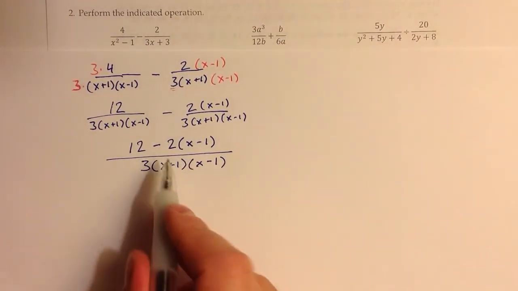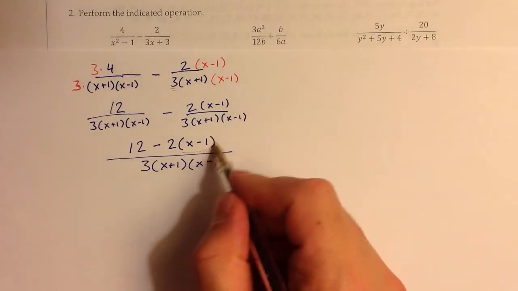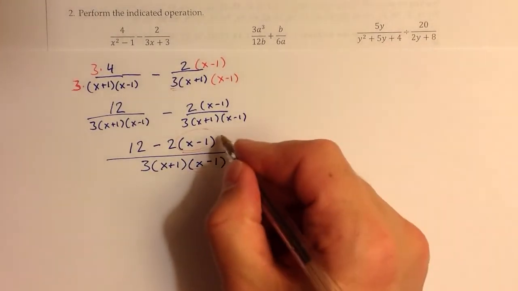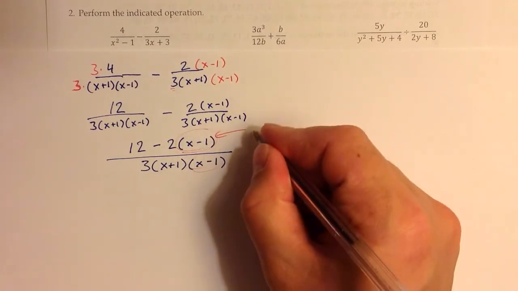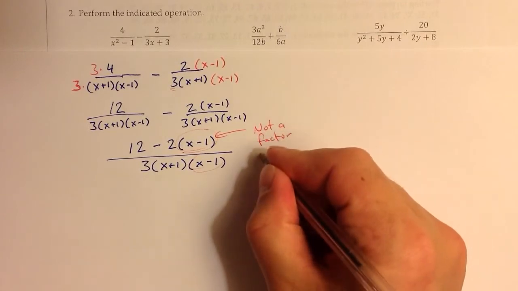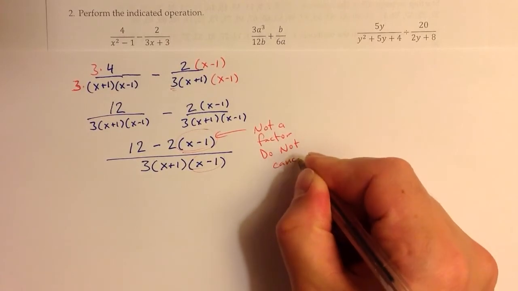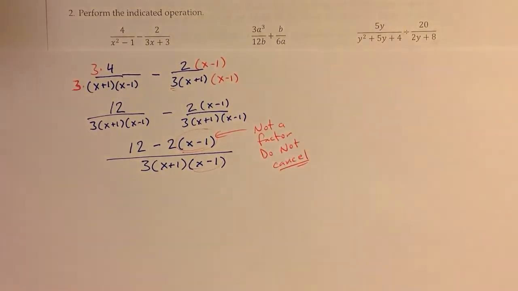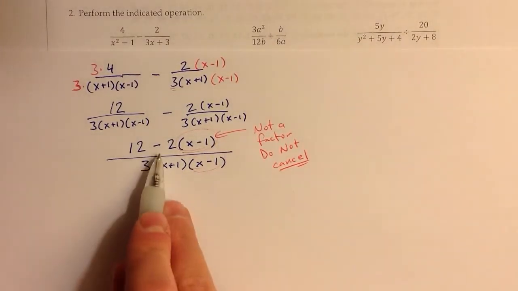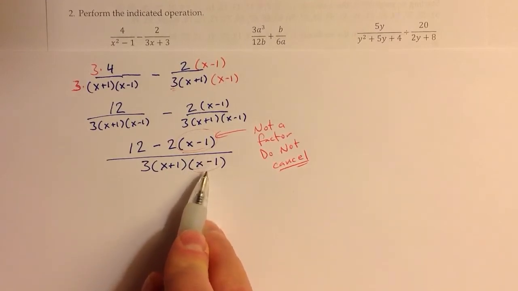Putting the numerators together, I need to multiply through with the negative 2, and I should mention again, I can't cancel at this point. I can't cancel the x minus 1 and the x minus 1 from the top and the bottom because this is not a factor. So these do not cancel. That's a mistake that students sometimes make. We have to be kind of careful about that. It looks a bit like a factor, but because of this minus sign, I can't cancel that x minus 1 with the x minus 1 below it.